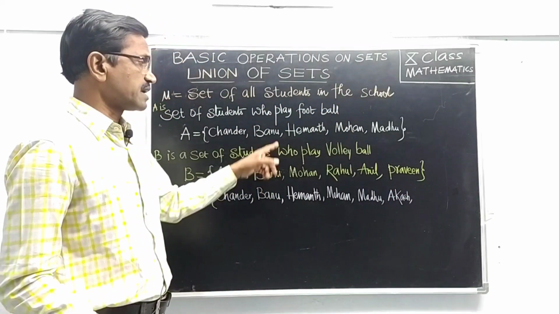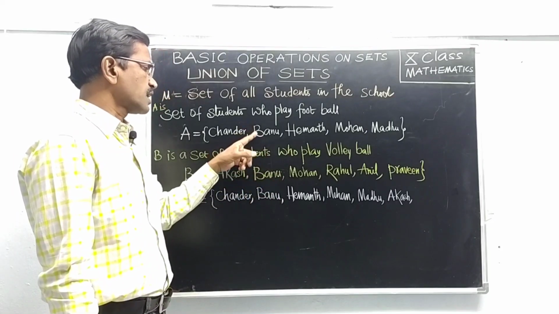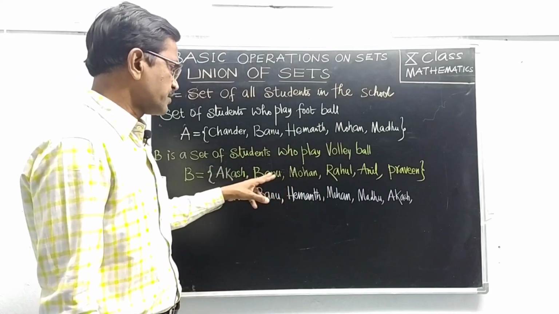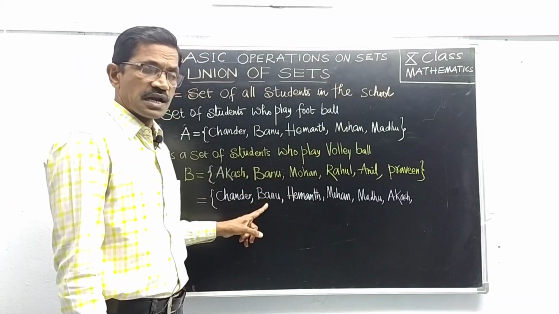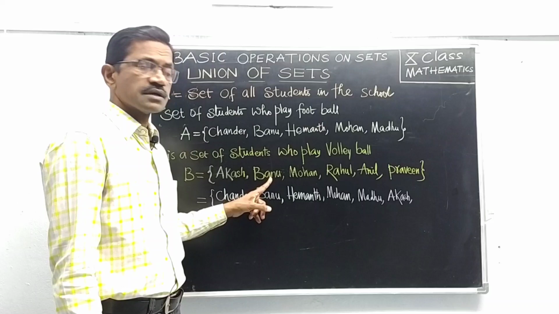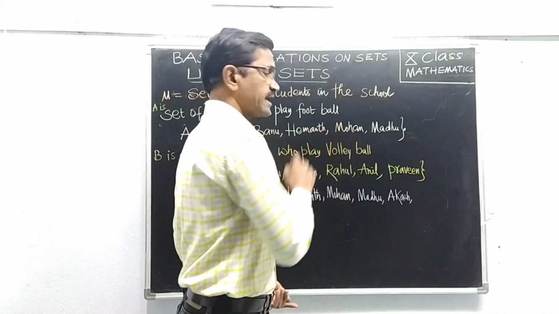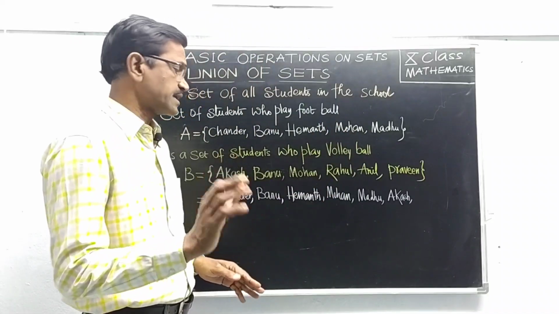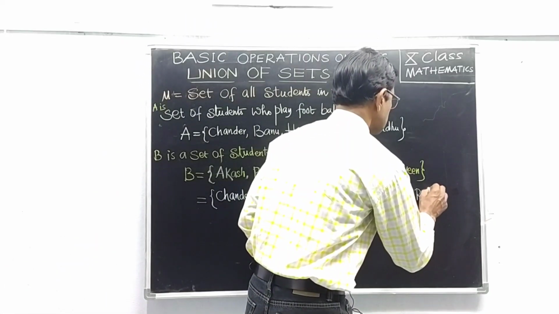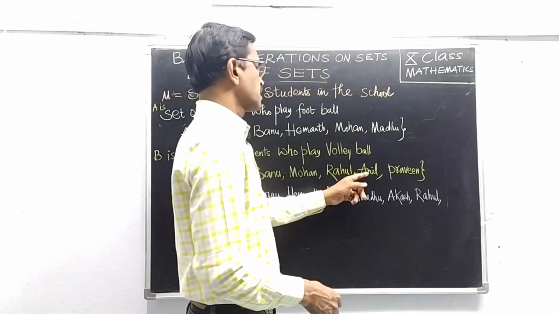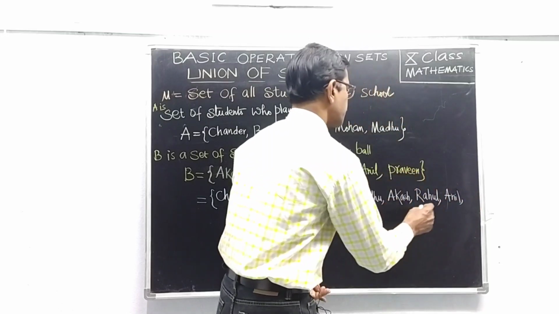Banu. Banu is already repeated. Banu is playing both football and volleyball, so we have to take one time only. There are no two Banus, only one Banu is there. I have already written it here, so I do not take this element again. Or Mohan. Mohan is already written here, so don't write. Rahul. Rahul is not there, let us write. Then Anil is not there. And Praveen.